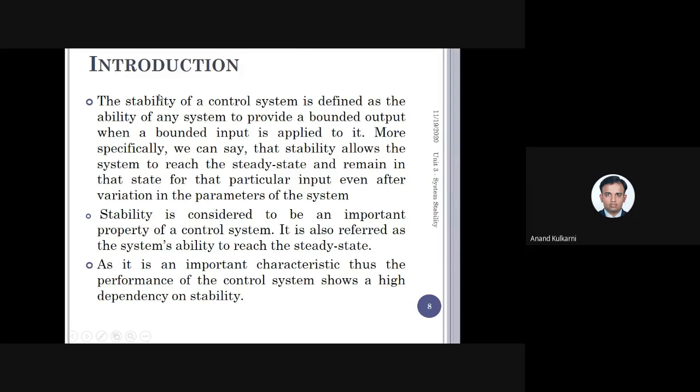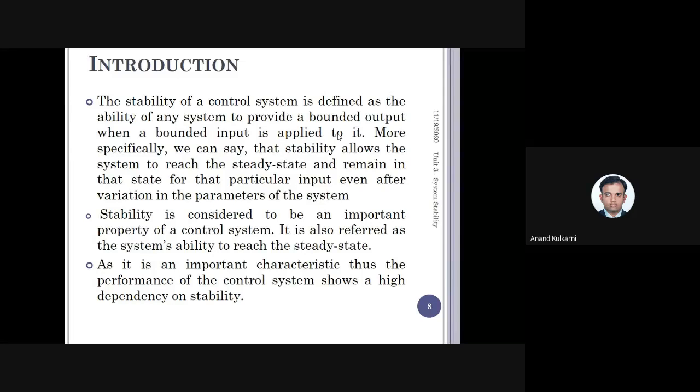Here you can see the definition. The stability of a control system is defined as the ability of a system to provide bounded output when bounded input is applied. Remember, when a bounded input is applied, it will give you the bounded output.